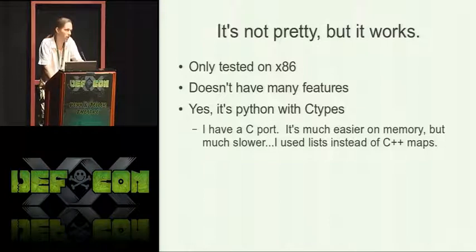I only tested it on x86. There are issues that can happen with x64 because the way you query memory changes and some of the results you get can change. It doesn't have a lot of features. I did have auto kill and setting prejudice levels so that you could try and suspend threads and whatnot, but that became troublesome, and I didn't want to have to field bugs like, suspend broke my system. I have a C port, but it's much slower because I used lists instead of maps.